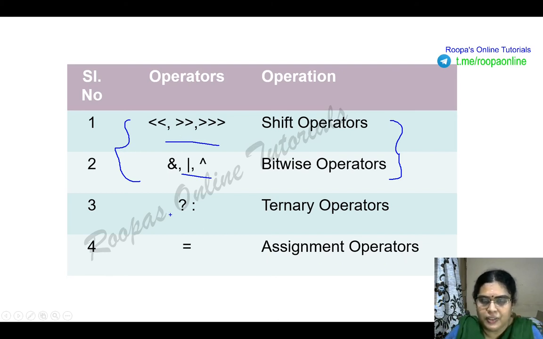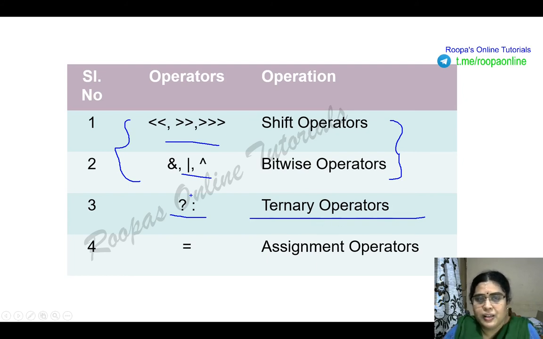And then we have the question mark and the colon. These are known as ternary operators. This is also quite important. I have actually put up a video on how to solve problems using ternary operators. Watch it, it is in my previous video. Here, the word ternary means 3, so it is going to work on 3 operands.